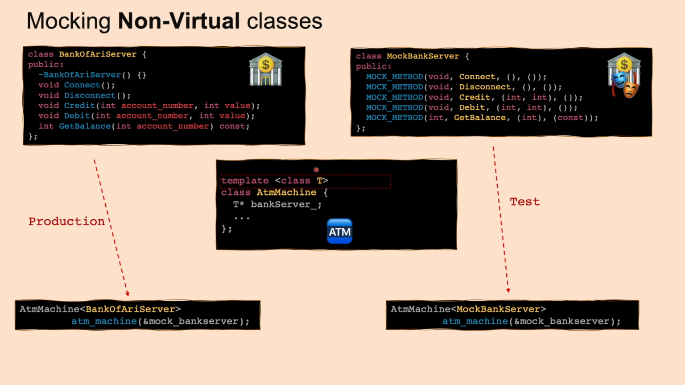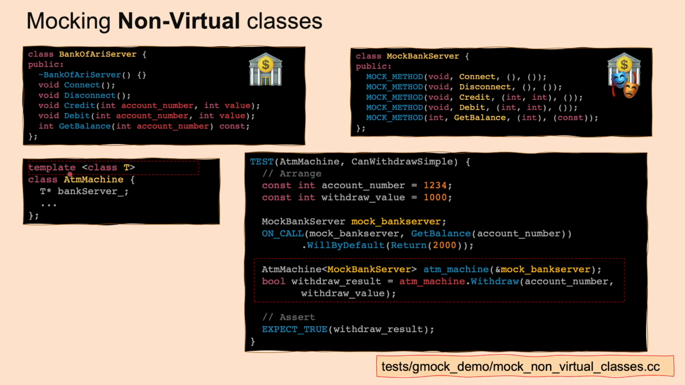And you can do this easily by making your ATM machine a template class. So rather than dependency injection, now I use a template variable, which is now defined here as my bank server. So in production, I can instantiate my ATM machine with the production version of the class. And in testing, I can instantiate my ATM machine with the test version of the class. And this allows me to test this class, which is not virtual, so I don't have to modify my code that much and create a parent interface for this. However, you do have to make your ATM machine class a template class. So let's look at how our test will look. I defined my ATM machine to be a templated class.